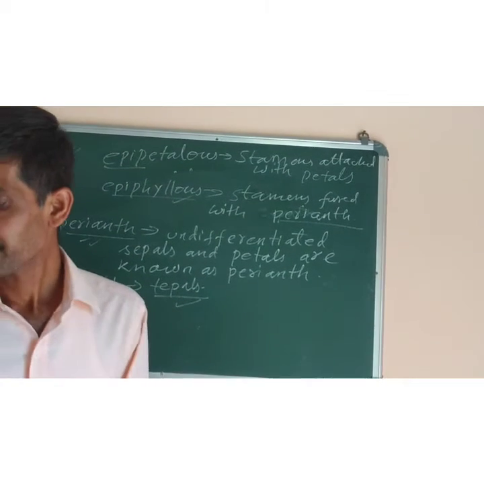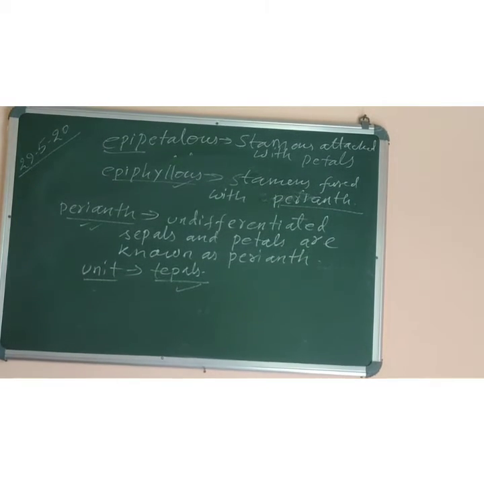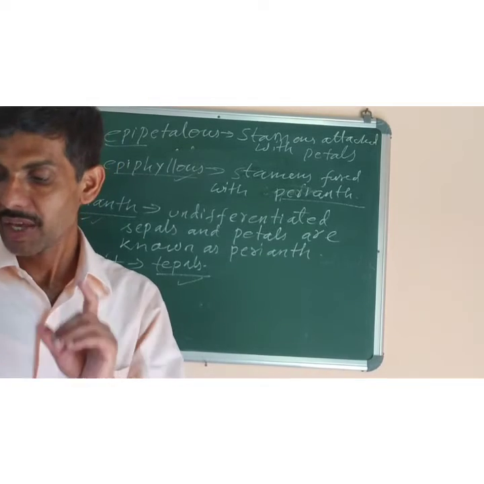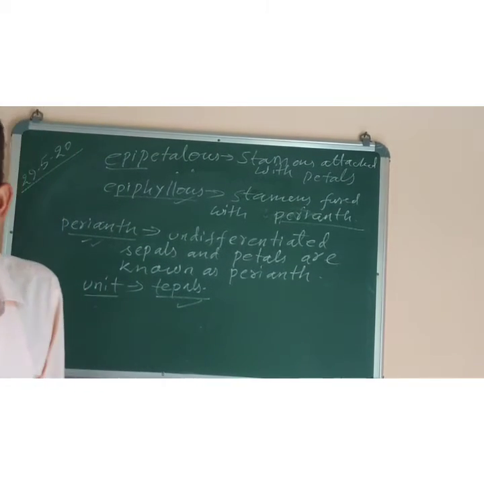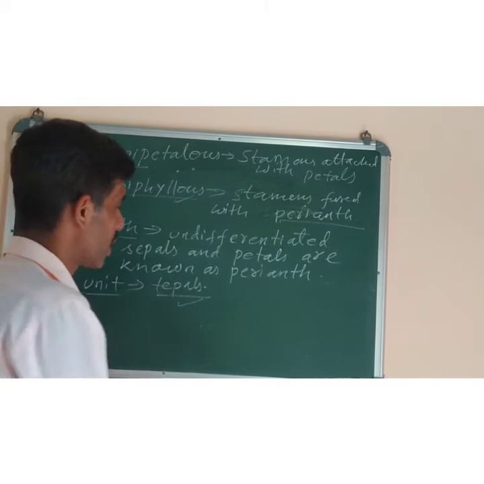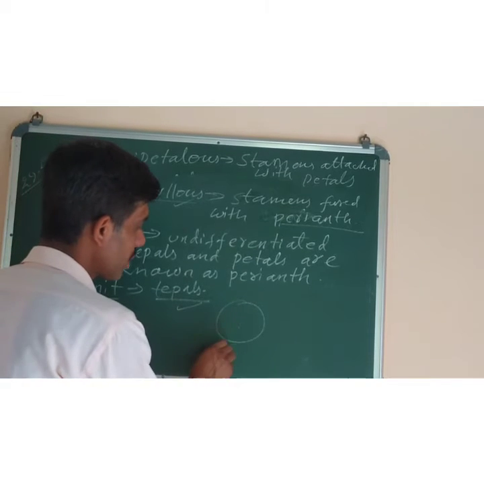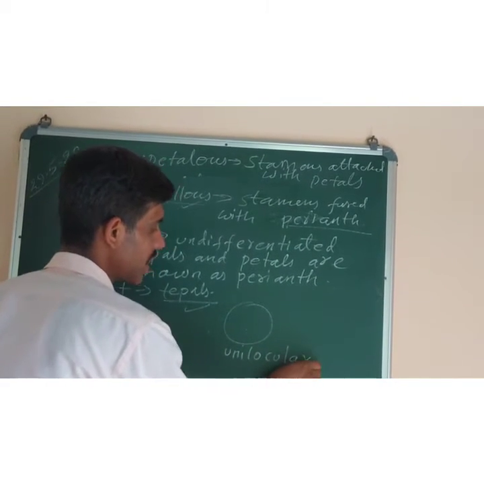Now next we have nature of anthers. Dithecous, monothecous, I already said. Now, number of locules in ovary. If it is a single chamber in the ovary, it is known as unilocular. Like this one, in the ovary I have drawn only one chamber. Locule is the word used for chamber.